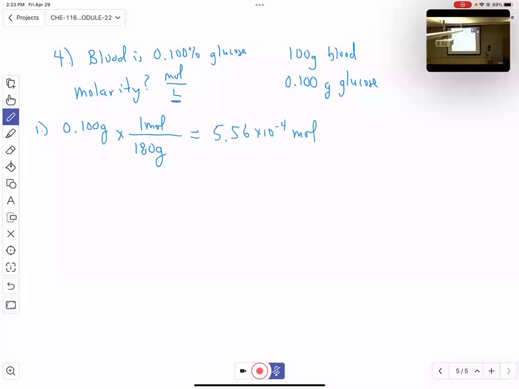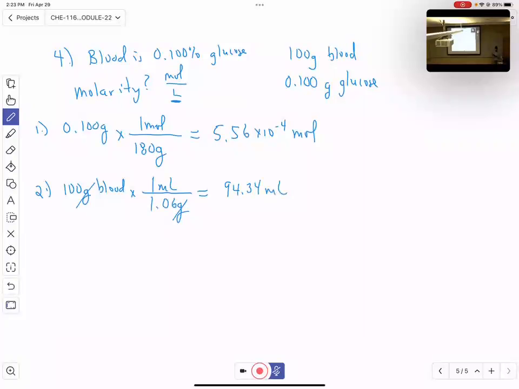Now I need to find volume, right? So we have 100 grams of blood. I need to turn that into a volume, and they give us the density. The density is for every 1 milliliter of blood, we have 1.06 grams. So grams are going to cancel out, and we're going to find our volume of the blood. So 100 divided by 1.06.